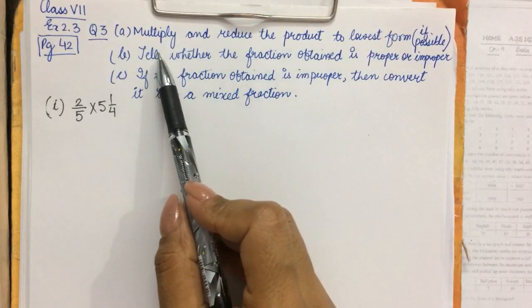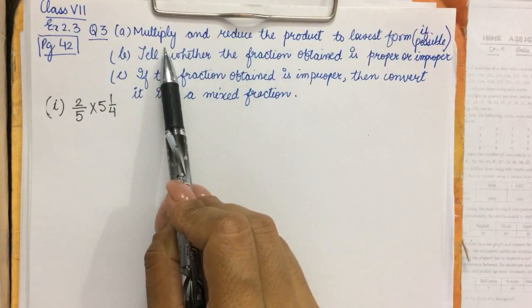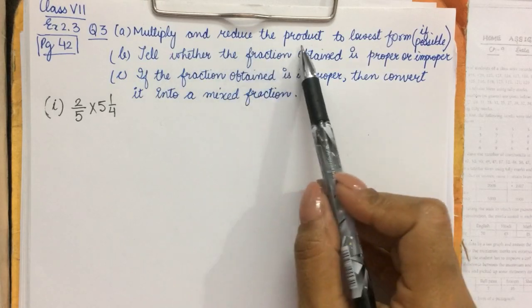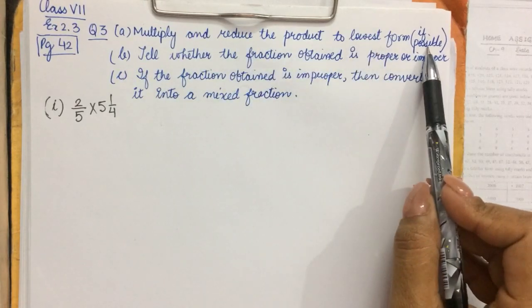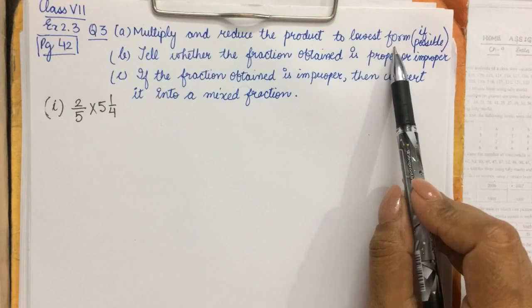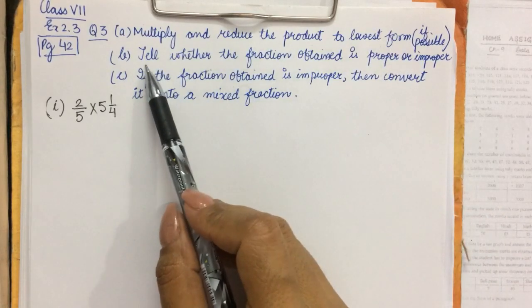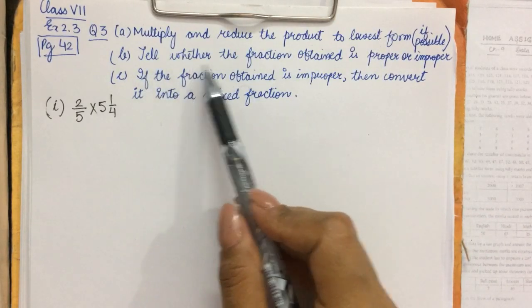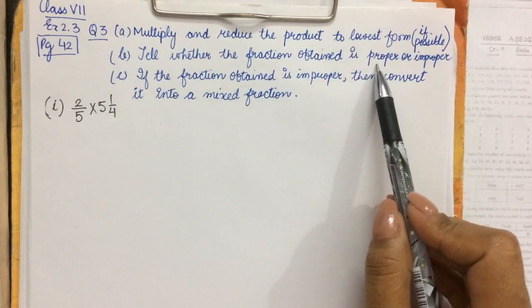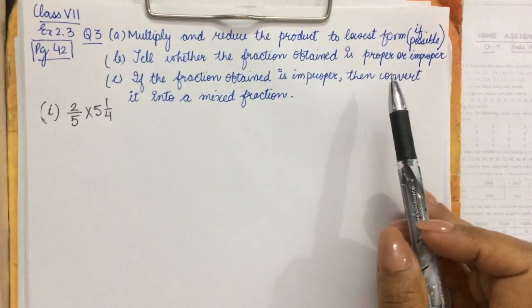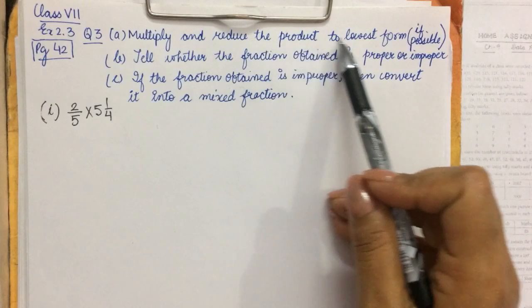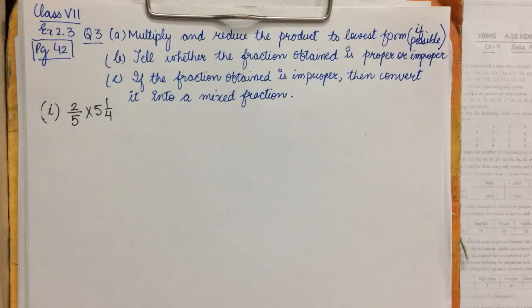So the first thing you want to do is multiply the fractions and then reduce the product to lowest form if possible. If there is any cutting possible, we have to do that. Then the second part says, tell whether the fraction obtained is proper or improper. Whatever you obtained after multiplication and cancelling, what kind of fraction is it?